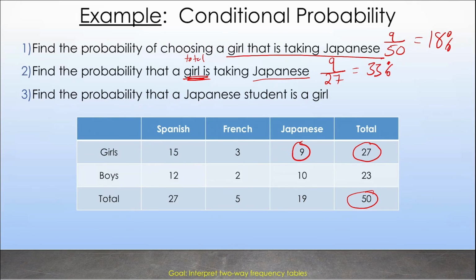Now my next one is find the probability that a Japanese student is a girl. So now my total is total Japanese, so I'd have 19, and there are 9 girls in that class, so that gives me a 47% chance. Really be careful of trying to find out which total we're asking for in each of the questions on your quiz.